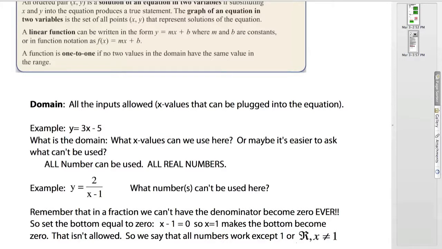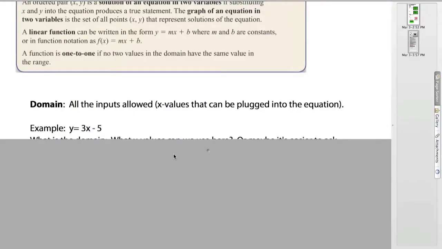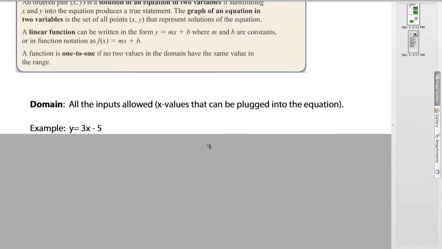Now, domain, let me limit our view here. The domain of a problem is really going to be limited to what we would call the inputs. This is going to be the numbers that I can plug into my equation. For example, we have y equals 3x minus 5. The question is, what's the domain for that function or for that equation?